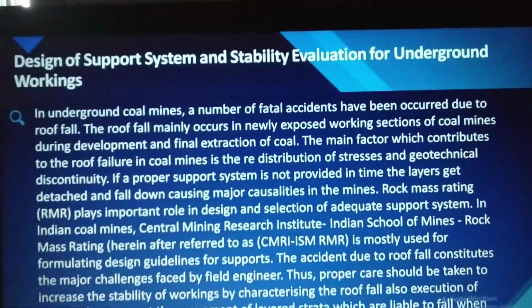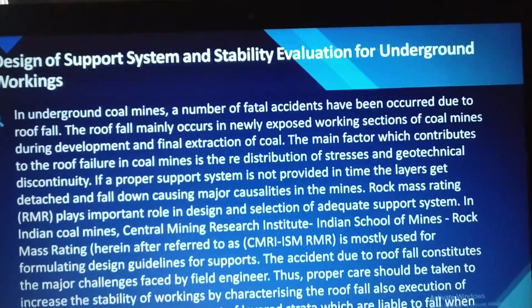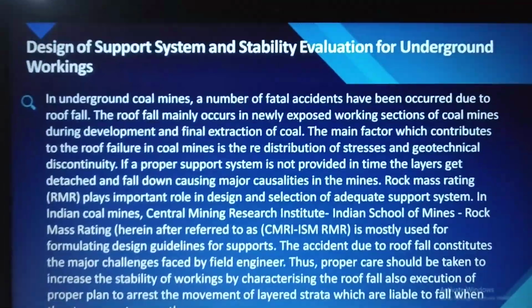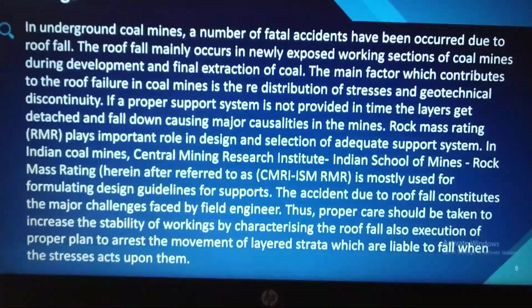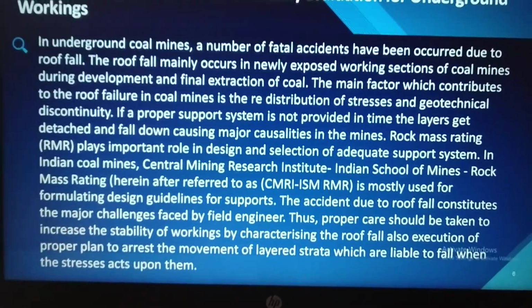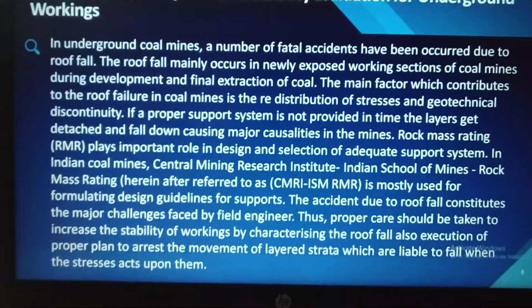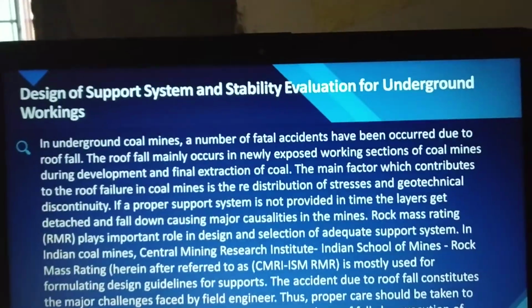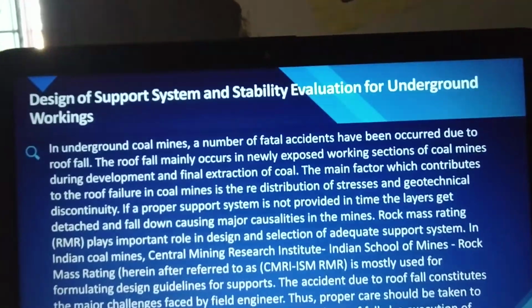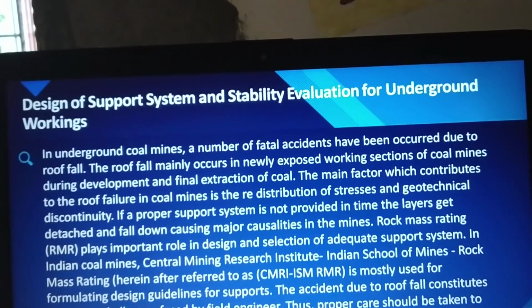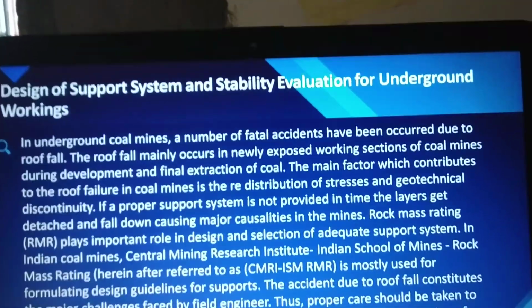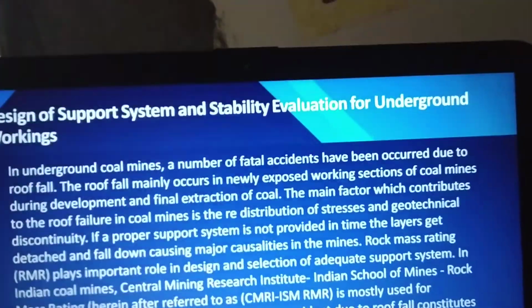You might be thinking, why am I talking about detachment? The detachment I am talking about is basically bed separation, which occurs when these layers tend to get decombined due to the forces acting because of gravity, and sometimes due to the heavy working going on in the underground mines, which includes heavy machinery.